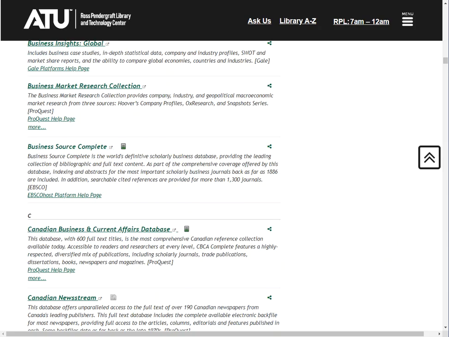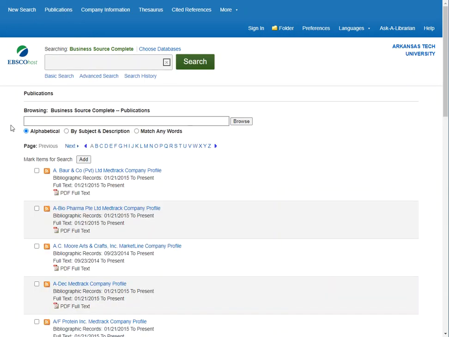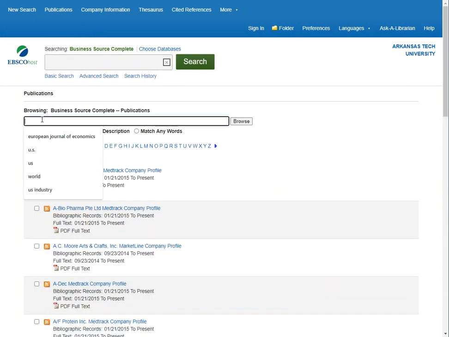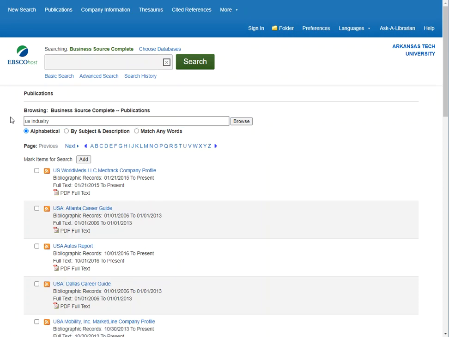However, you can also find this same type of report in the Business Source Complete, which is the one that I first referenced in your upload. So let's take a look. In this case, we want to do the same thing. We want to take a look in your publications, and you remember it was the U.S. industry and market report. So we just start off with that one.